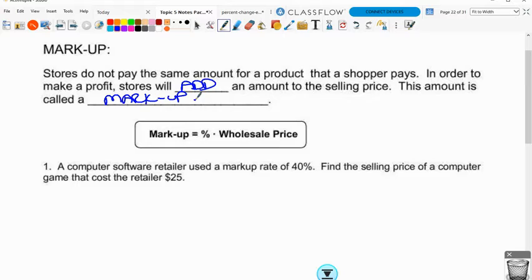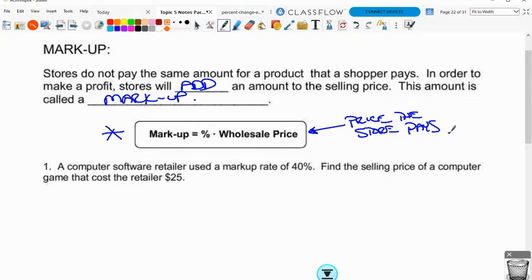And the markup equation is set up very similarly to the other equations that we've been looking at. Instead of part equals percent times whole, this time it's going to say that a markup is a percentage of the wholesale price. The wholesale price is the price the store pays. The price the store pays we call the wholesale price.